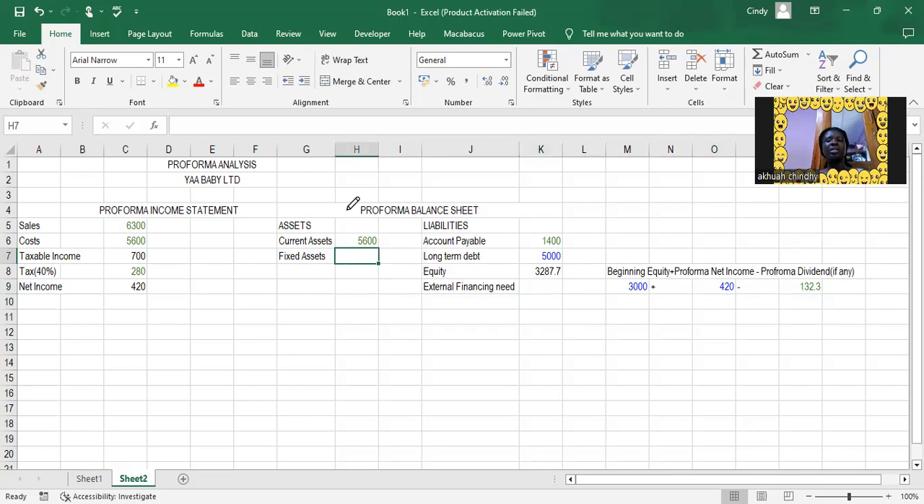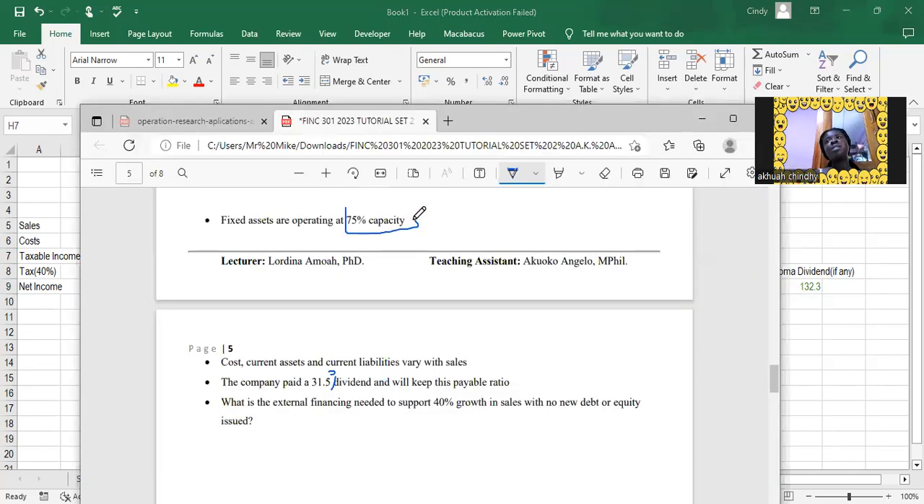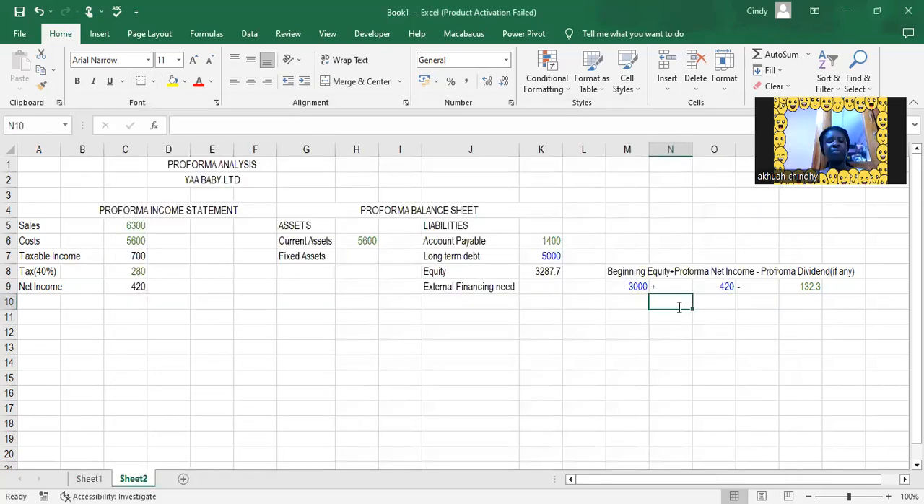The question says that fixed assets are operating at 75%, but they were supposed to operate at 100%, right? In order to be at full capacity, we need our full capacity sales. So in the future, if you want to know what fixed assets we need to support this 40% growth, then we need to make some mathematical calculations. So first, we write here: we are going to find our pro forma fixed assets.